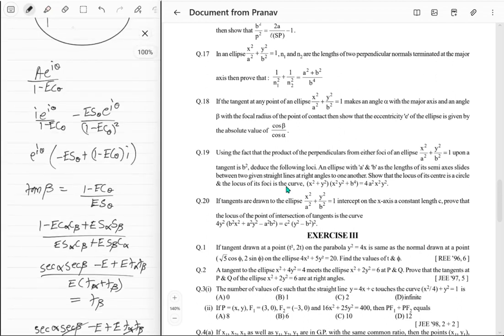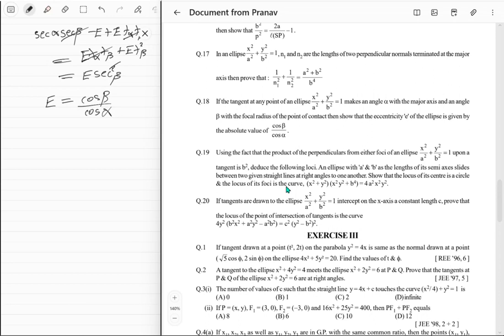Next question. Using the fact that the product of perpendiculars from either focus of an ellipse upon the tangent is b squared, use that in the following. An ellipse with a and b as the length of its semi-axes slides between two given straight lines at right angles to one another. Oh, that's important.